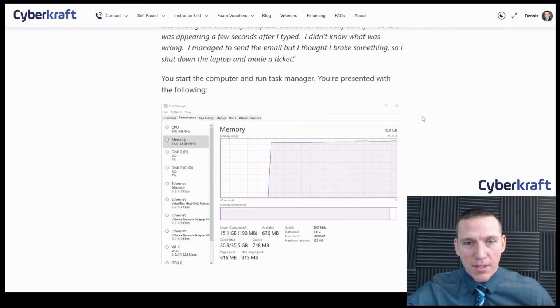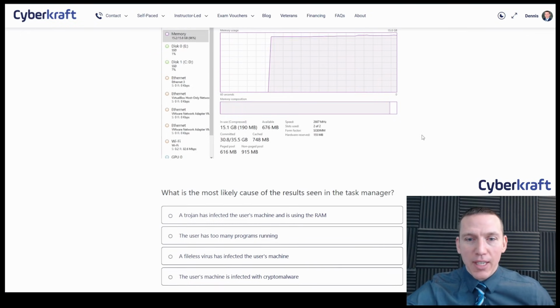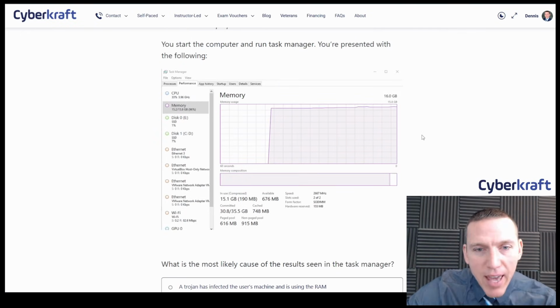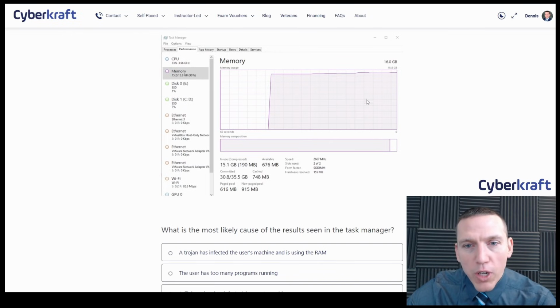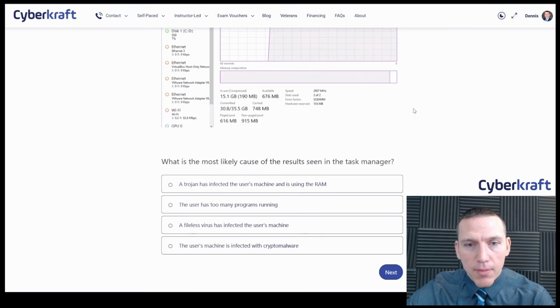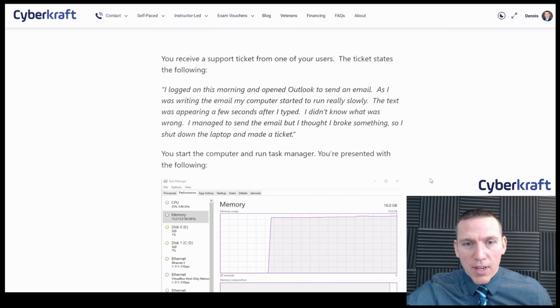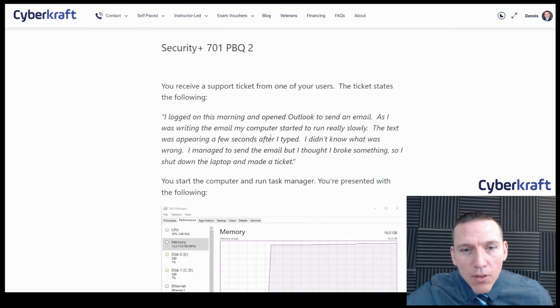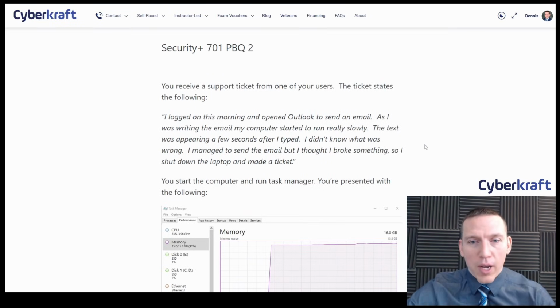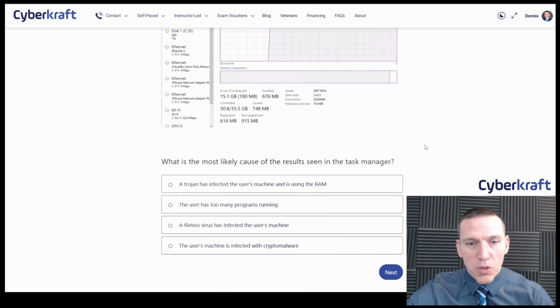So what is it asking us? All right, what is the most likely cause or result seen in the Task Manager? Based on this Task Manager result, we know it's going to be something that affects memory usage. So let's see. A Trojan has infected the user machine and it's using the RAM. Okay, that's definitely possible. The user has too many programs running. That could also be a cause, but that would probably affect the CPU usage a little more. And it doesn't really say that the user is using a lot of programs here. It just said that the user was using Outlook.